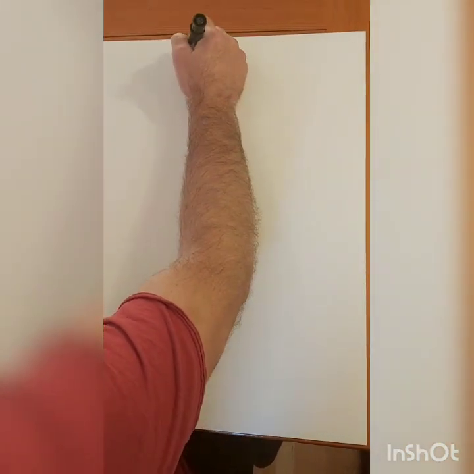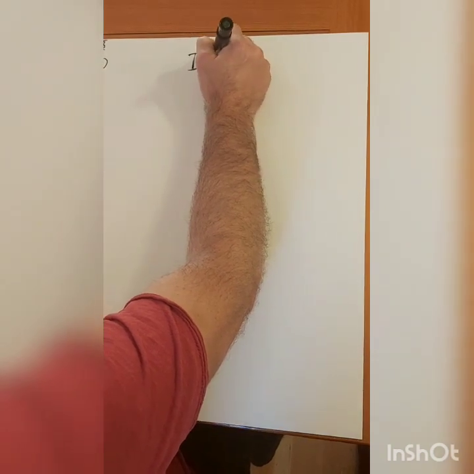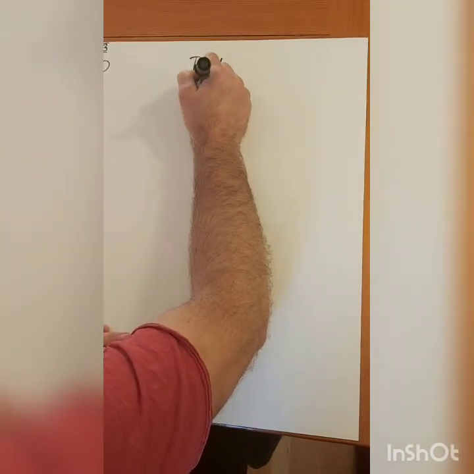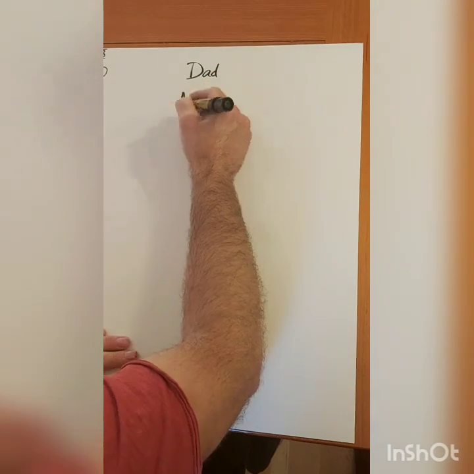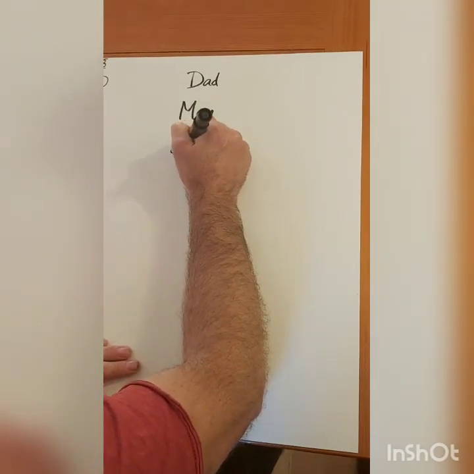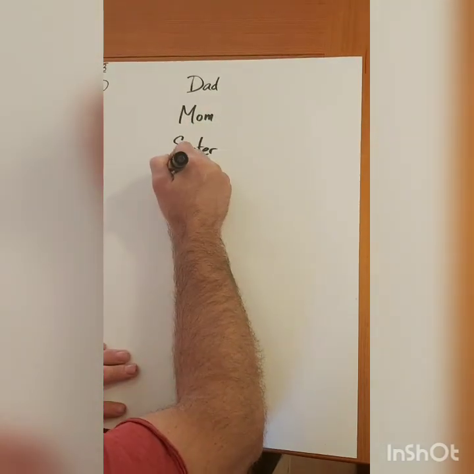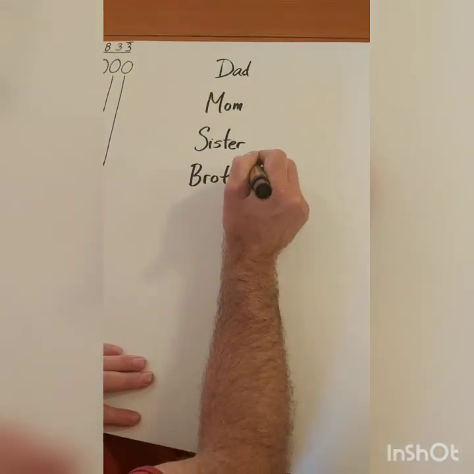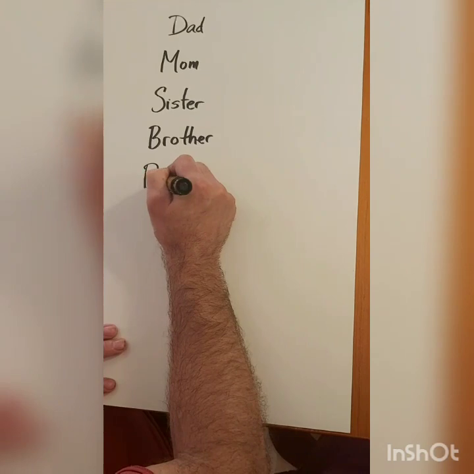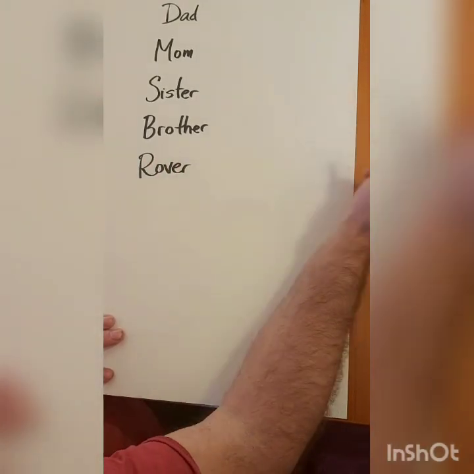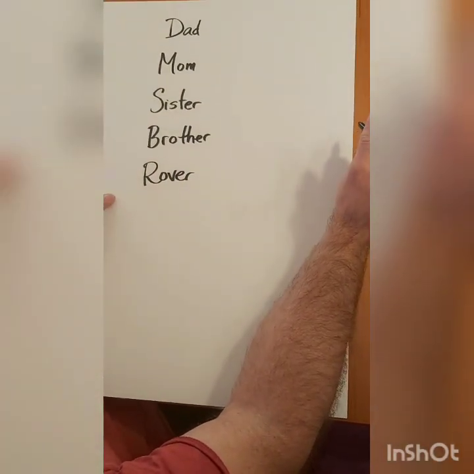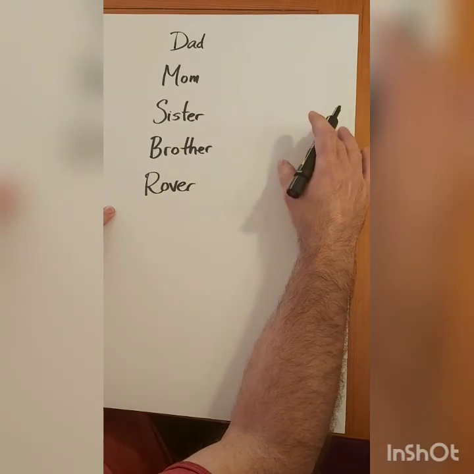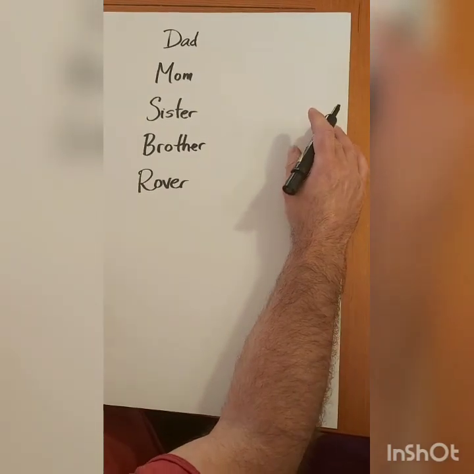We have dad, we have mom, we have sister, we have brother, and we have the dog, Rover. If you can remember this pattern of a family, they are the same steps as the steps in long division.